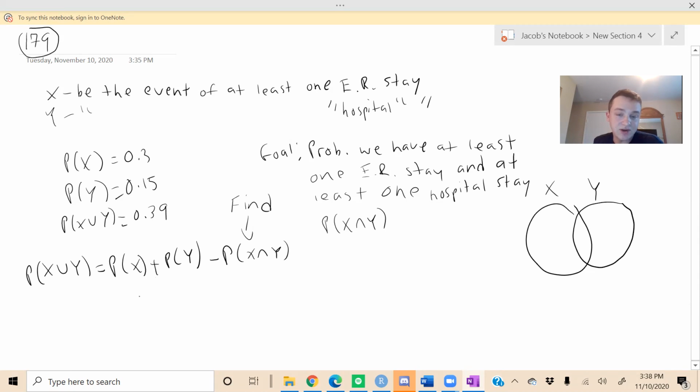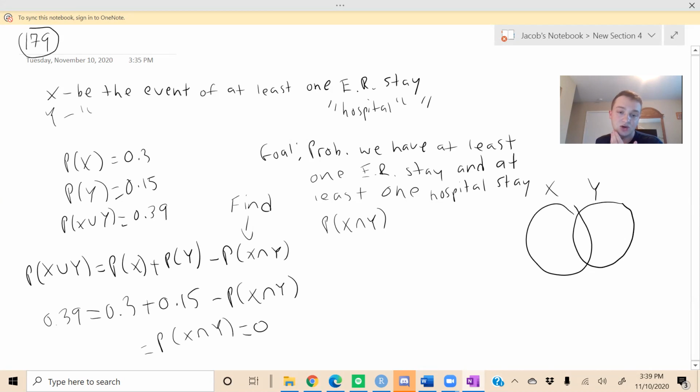Okay, so now we're ready to solve. So we know what the probability of X union Y is. It's 0.39. So we'll plug in 0.39 equals probability of X, which is 0.3, plus the probability of Y, which is 0.15. And now this is a simple algebra problem to solve for your unknown, which is the probability of X intersect Y. If you solve for the unknown, you end up getting the probability of X intersect Y equals 0.06. And that is your answer.